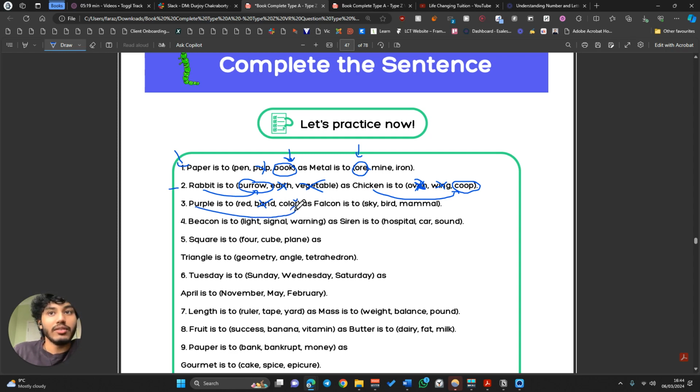So if purple is a colour, we could use that. We just need to find what falcon is, right? If we have a relationship that falcon is something, that will work. So falcon isn't the sky.